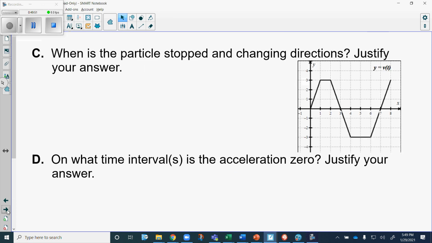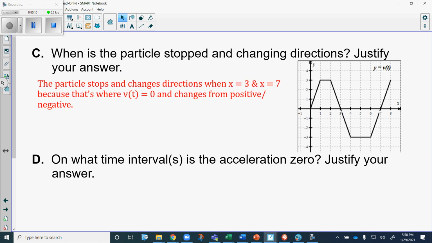So here are the last two. Go ahead and try answering these questions on your own, and when you're done, go ahead and check your work with mine. But here, when is the particle stopped and changing directions? Justify your answer. So in this case here, I'm saying the particle is stopped and changes directions when x is equal to 3 and when x is equal to 7, because that's where the velocity is equal to 0 and it's changing from positive to negative.